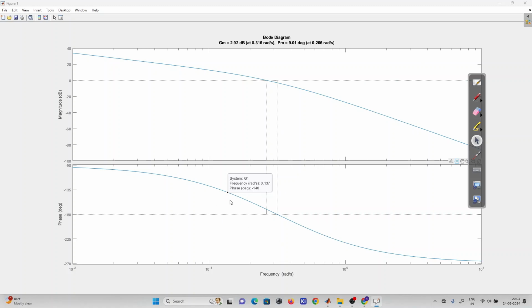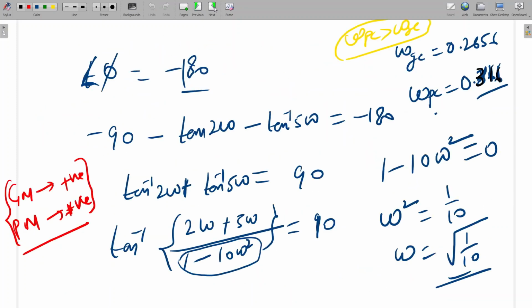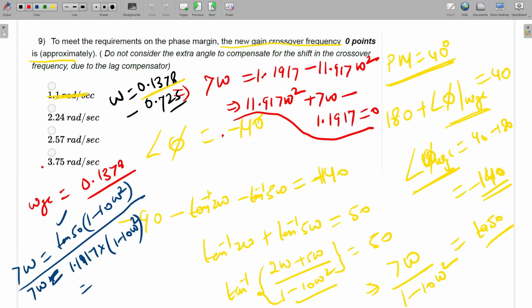So at 0.137 we are getting the phase of minus 140, and here also we have calculated the same thing. So this one, 0.1378, we have calculated. At this value we are getting the phase margin of 40 degrees. Is it clear to all? Should I move to the next question?